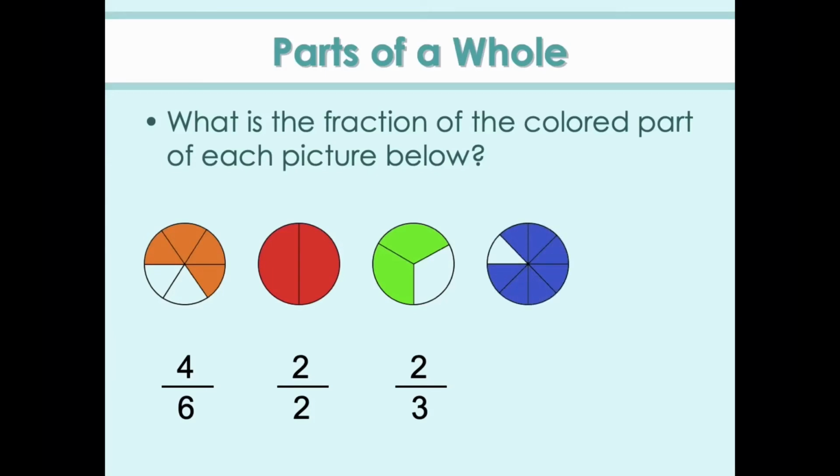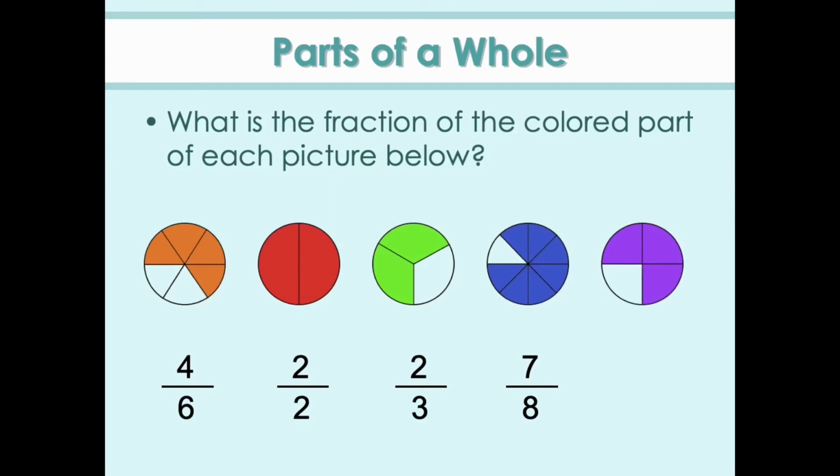Let's look at this one. The blue or purple parts shaded. How many of those do we have? We have 1, 2, 3, 4, 5, 6, 7. We have 7 shaded parts. How many parts do we have altogether? 1, 2, 3, 4, 5, 6, 7, 8. We have 8 parts total. So our fraction would be 7/8. 7/8 of the circle is shaded.